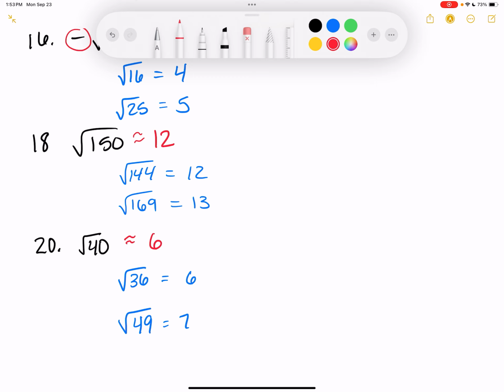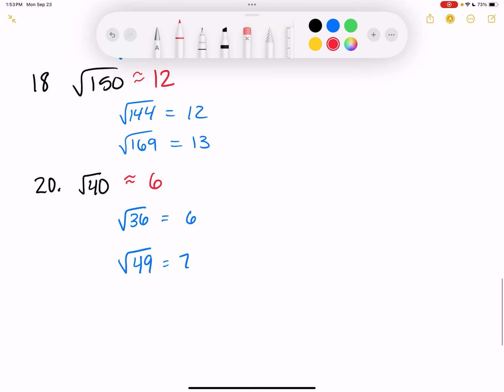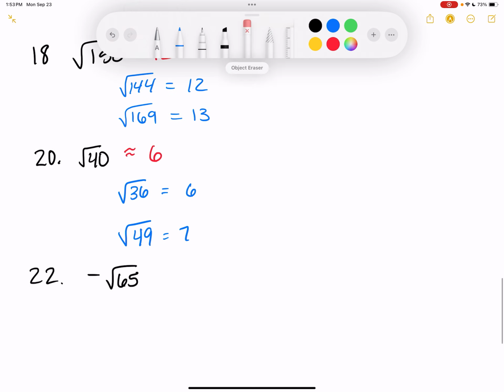One more approximation one. Number 22, negative square root of 65. Perfect squares on either side. 64 and 81. Square root of 64 is 8. Square root of 81 is 9. So what is this approximately equal to? Negative 8. Good. All right. Any questions on approximating?